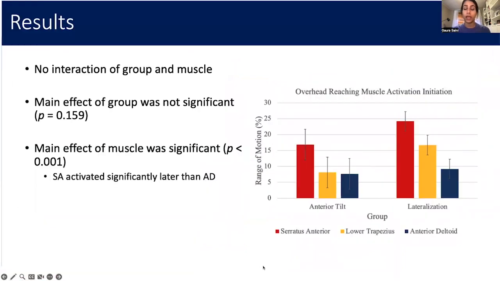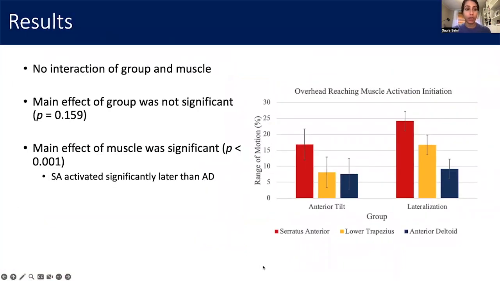So on to results. There was no interaction of group and muscle, and the main effect of group was not significant across all muscles. But across both groups, there was a significant difference in muscle where the serratus anterior was activating later than the anterior deltoid.